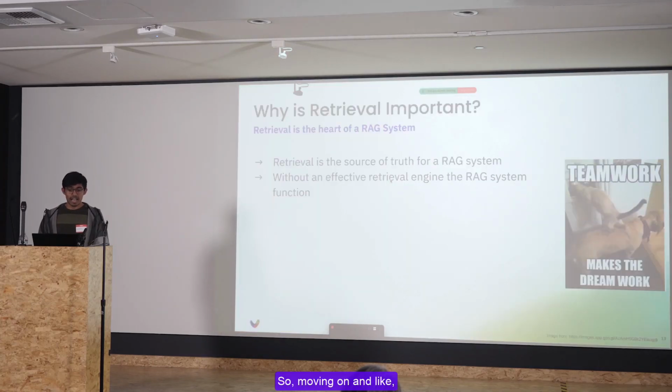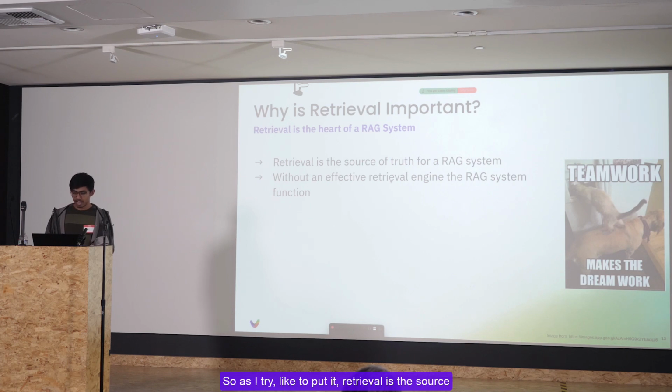So moving on, and so why exactly is retrieval important? So as I like to put it, retrieval is the source of truth for the RAG system, and without effective retrieval, it's really, really difficult to get a very good answer out of a RAG system, and this is better illustrated in a couple of examples that I have over here.